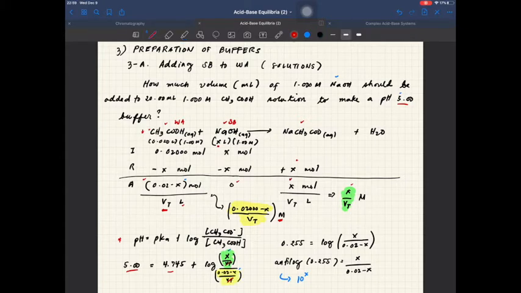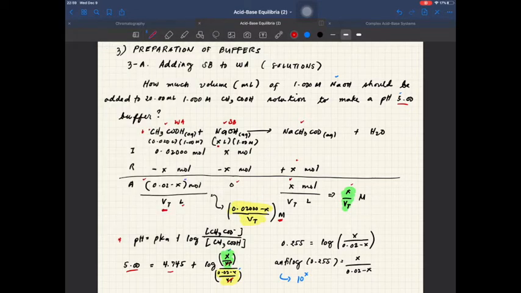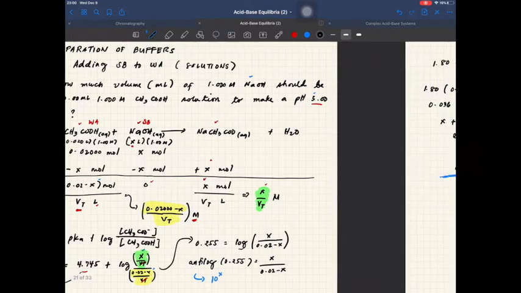Finally, evaluating this expression would lead us to cancelling the similar units, Vt, and after that we get this expression. So transpose this over here. So 5 minus 4.745 is 0.255, which is equal to log of x over 0.02 minus x. Take the antilog of both sides of the expression and we get to remove the logarithmic function here. And antilog of 0.255 is equal to x over 0.02 minus x.